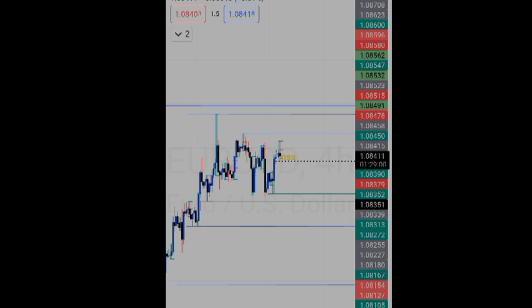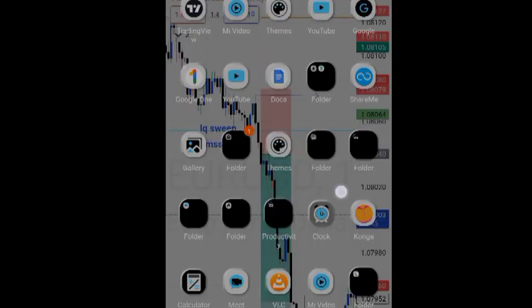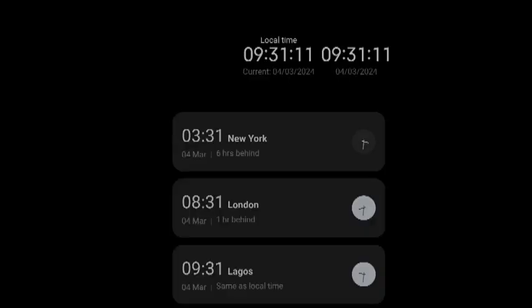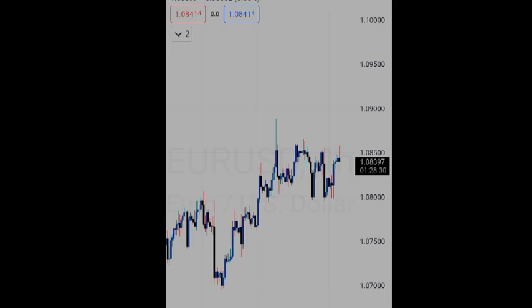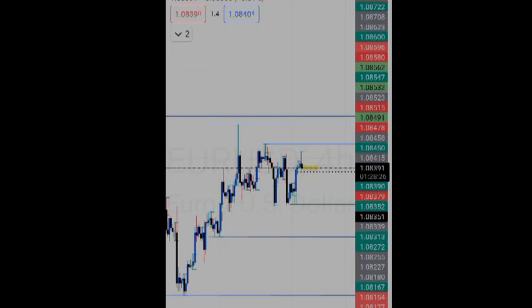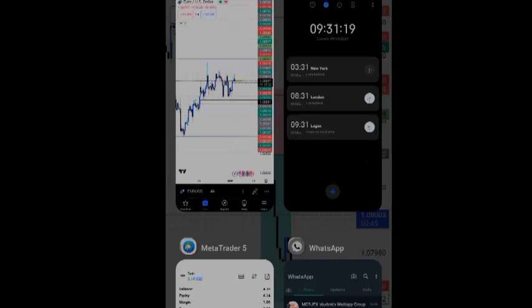I'm holding the trade to like plus or minus 10. And if I check my clock, this is just 8:30 London. So I hope my stops must TP here.